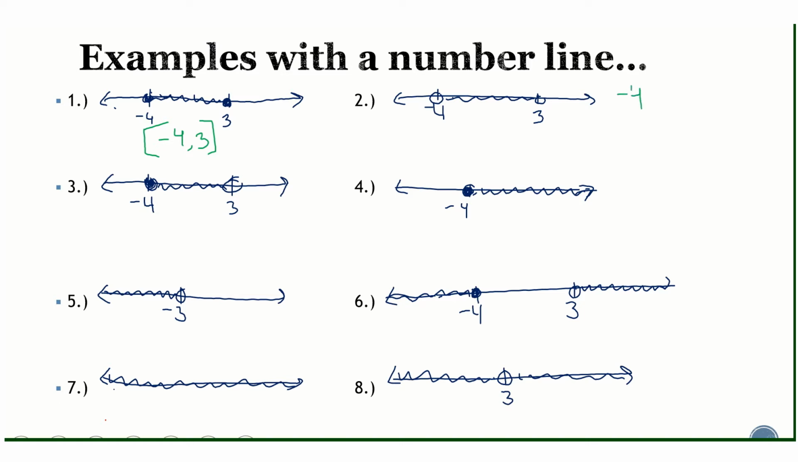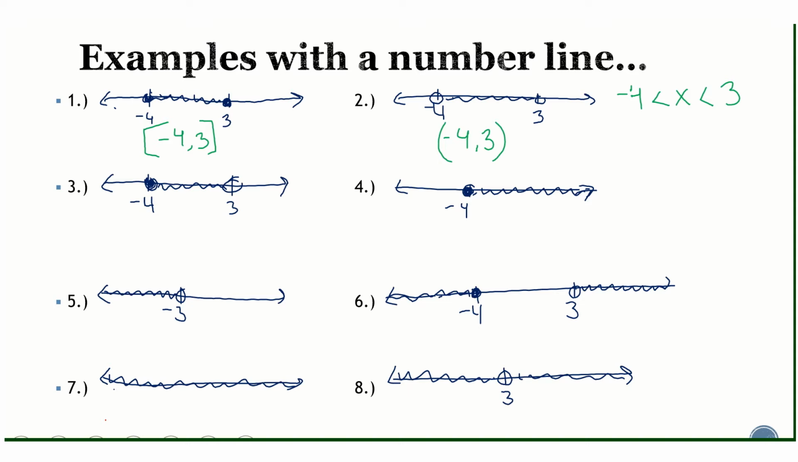We would say -4 is less than x is less than 3, and we wouldn't have that equal to. In interval notation, you're going to mark the -4 and the 3 just like you would for the closed interval, but you'll use the parentheses instead. So a parenthesis indicates that the endpoint is not included. A bracket indicates that it is.